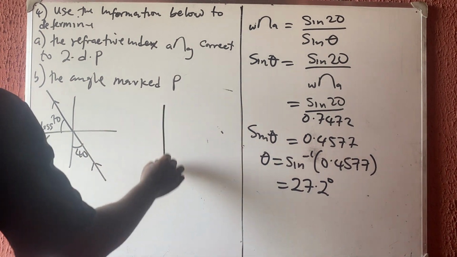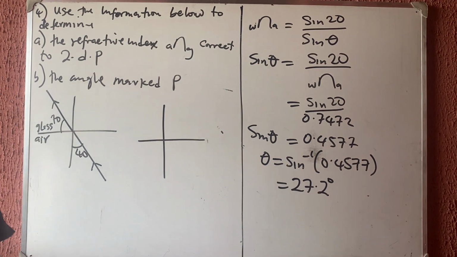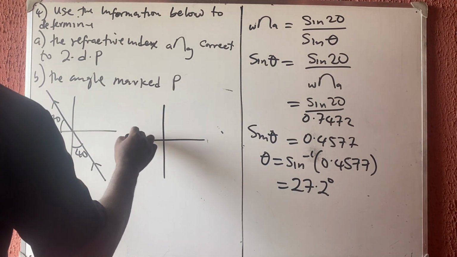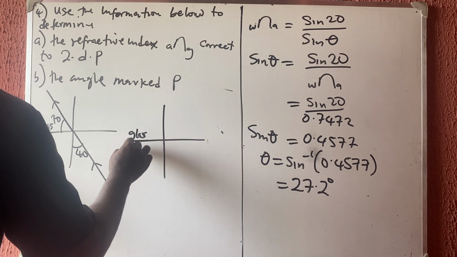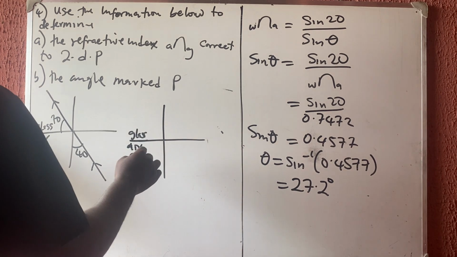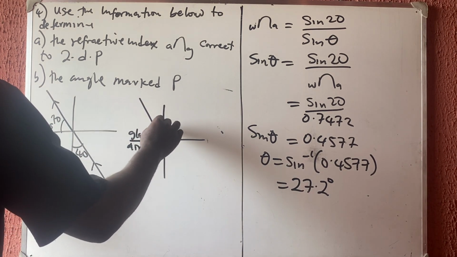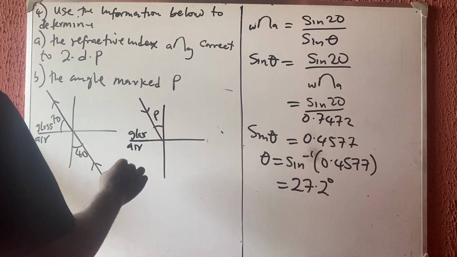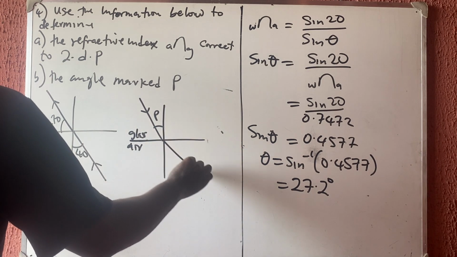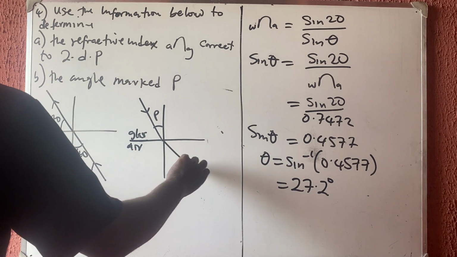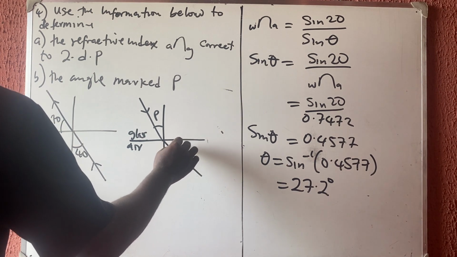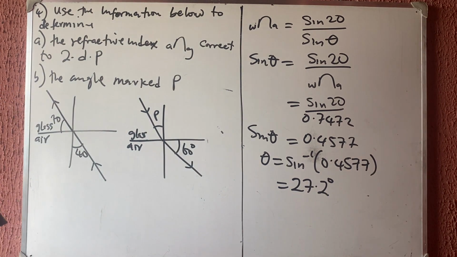So the next one they drew is now from glass again and air. They now say that this one is like this, and here is your P. This one is like this, and then that here is 60. Okay, now this is very, very simple. They say we should calculate the refractive index from air to water.